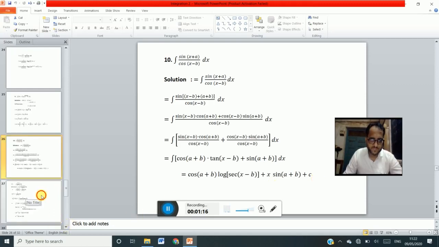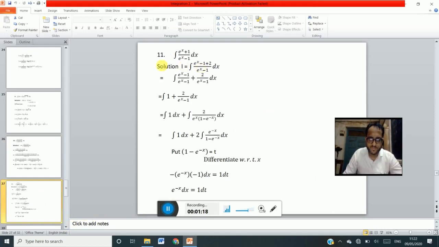Then see the next one, the integration of (e^x + 1) upon (e^x - 1), right? Again we have to adjust the numerator in terms of the denominator. The denominator is e^x - 1, so if we take minus 1 here, then plus 1 plus 1 makes plus 2, right? Then separate the terms: (e^x - 1) upon (e^x - 1) plus 2 upon (e^x - 1). The same terms cancel out, remaining is 1 plus 2 upon (e^x - 1).